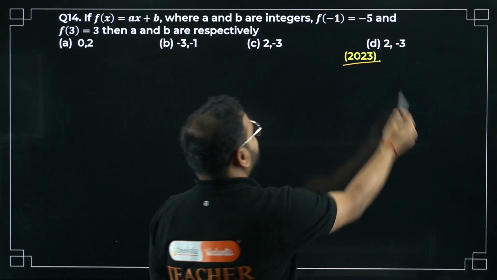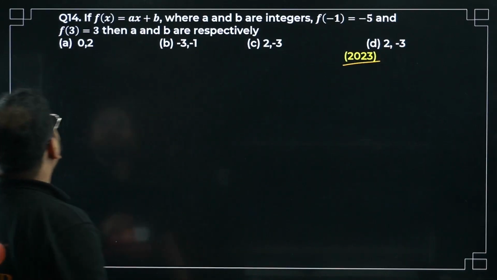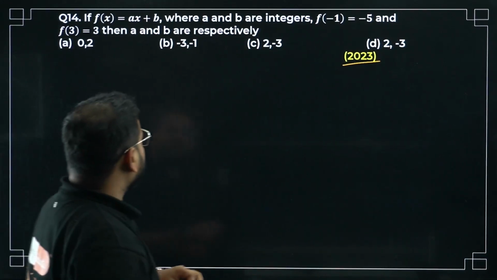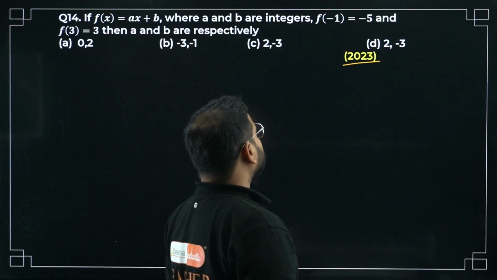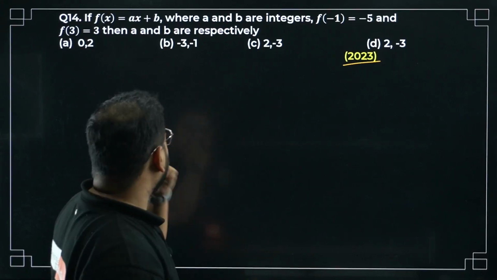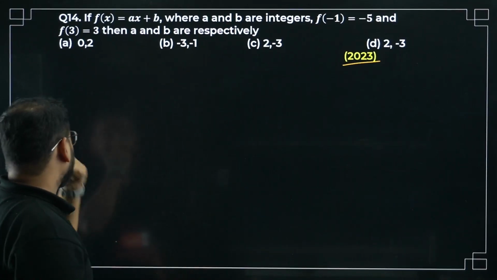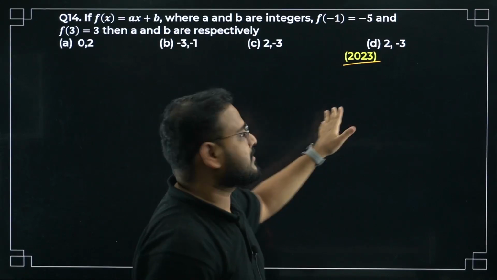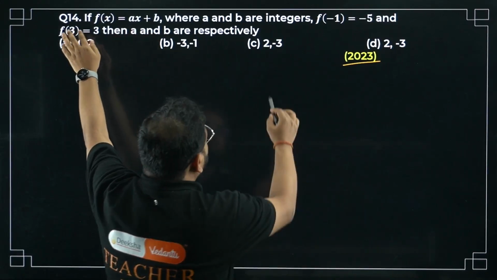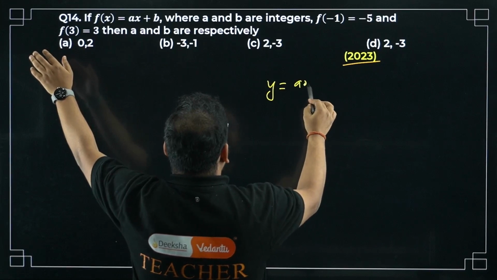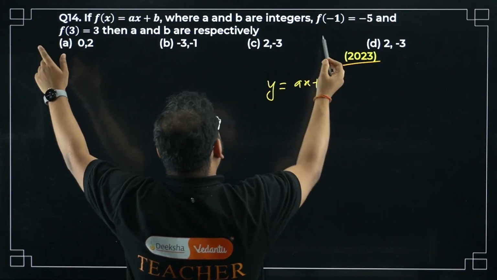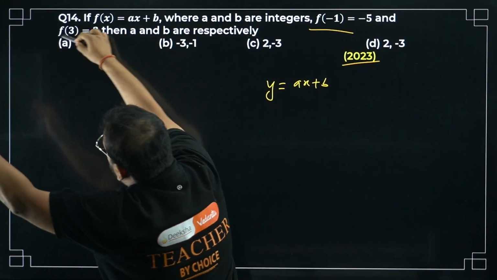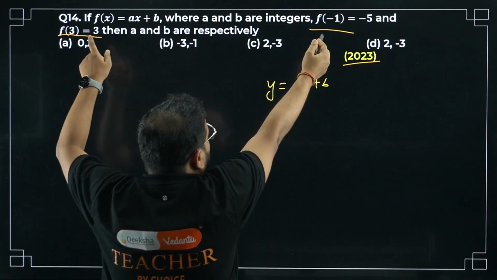2023 paper. If f(x) equals ax plus b, where a and b are integers, f of minus 1 equals minus 5 and f of 3 equals 3, then the values of a and b are respectively. Simple question, very simple. The function is y equals ax plus b. We can form two equations using these two conditions individually. First we'll use f of minus 1.